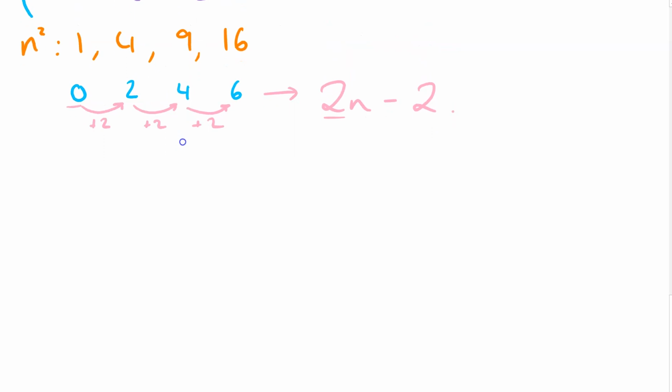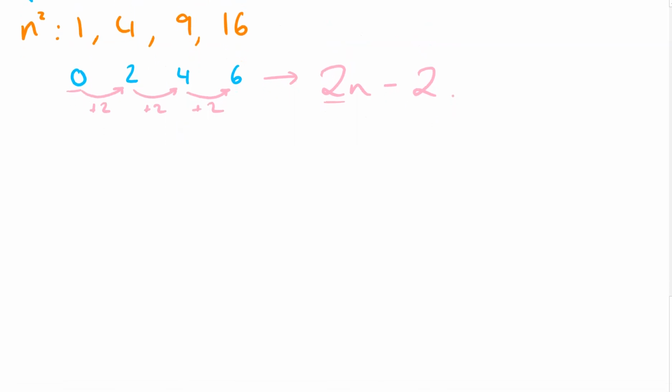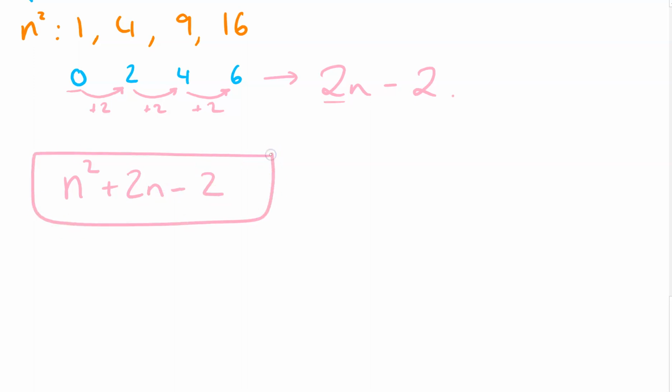So we know we had the orange bit. The orange bit was n squared. And we've got this new pink bit here as well, so we've got 2n minus 2 as well. That is our nth term.